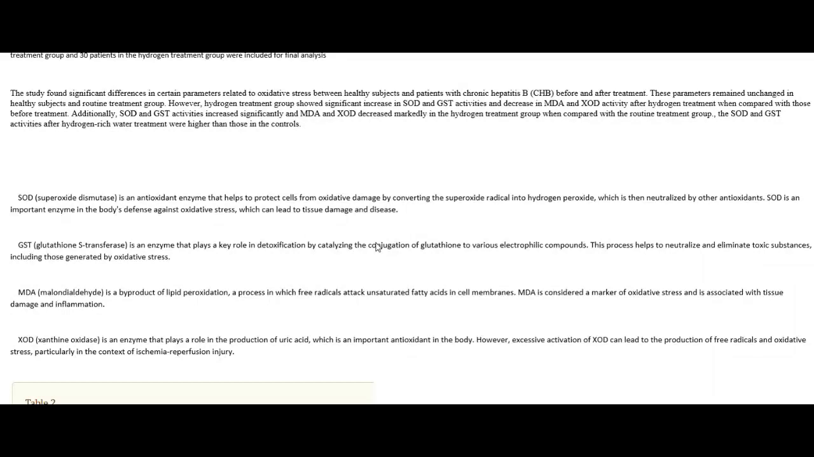So the hydrogen treatment group showed a significant increase in SOD and GST activities, and a decrease in MDA and XOD activity after the hydrogen treatment.